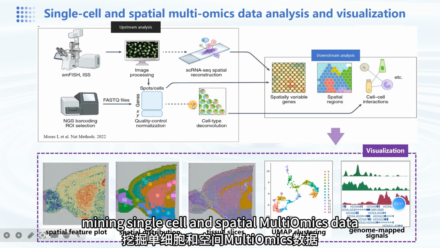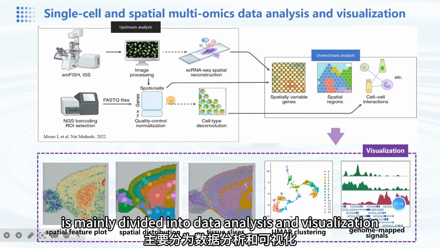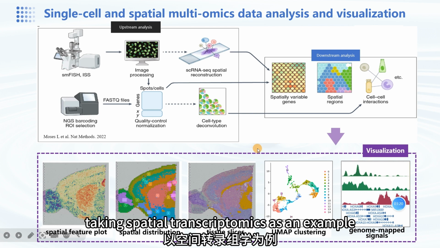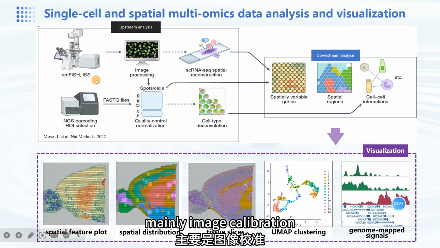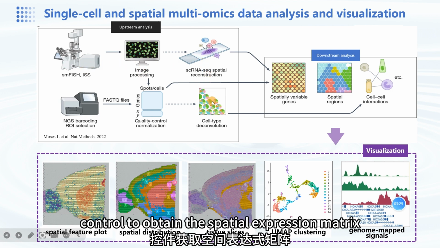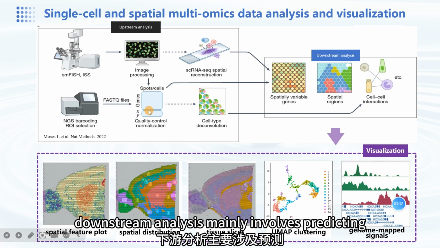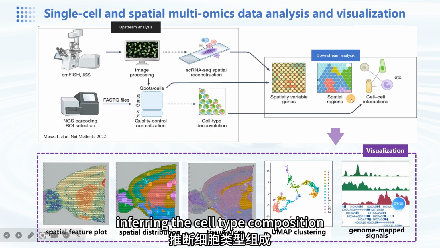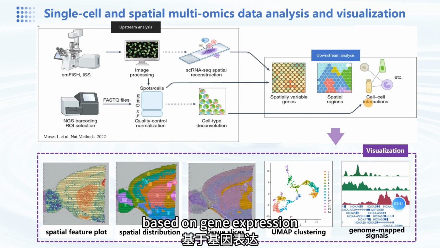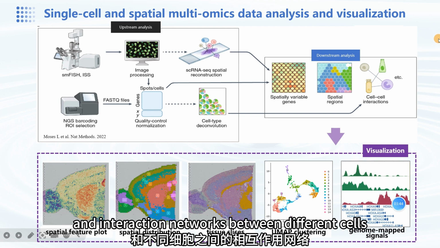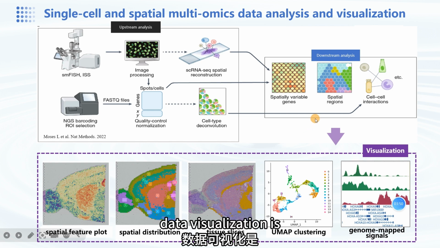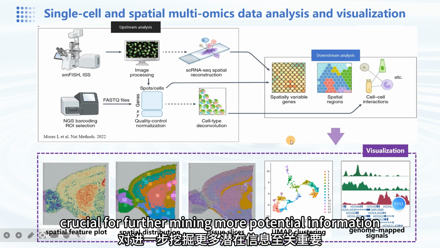Currently, mining single-cell and spatial multi-omics data is mainly divided into data analysis and visualization. Taking spatial transcriptomics as an example, the first step is data preprocessing, mainly image calibration, cell segmentation, and data quality control to obtain the spatial expression matrix. Downstream analysis mainly involves predicting spatially highly expressed genes at different spatial capture sites, inferring the cell type composition of each capture point based on gene expression, and further deducing communication and interaction networks between different cells based on existing cellular spatial annotation information. Data visualization is crucial for further mining more potential information.